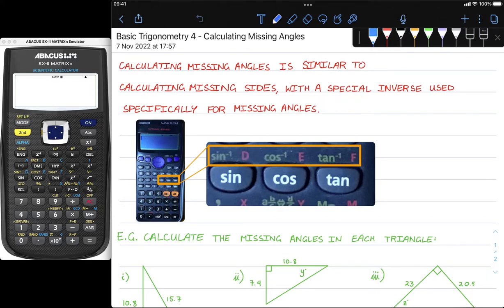Hello class, this is a video tutorial on basic trigonometry part 4. In this video, we'll be looking at calculating missing angles.